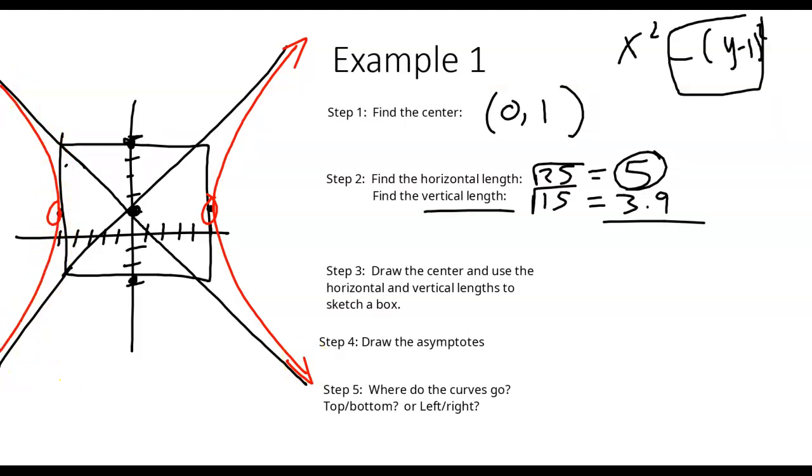Now just so you guys know, all the stuff in black here is just the guiding lines we use to get our curve. The actual curve is these red lines. So the red lines are the hyperbola that we were trying to graph. So there's our 5-step process for graphing. You can find the center, find the horizontal and vertical lengths, draw the center and use those horizontal and vertical lengths to sketch a box, draw the asymptotes through the diagonals, decide where the curves go. All right, let's go ahead and have another example here.